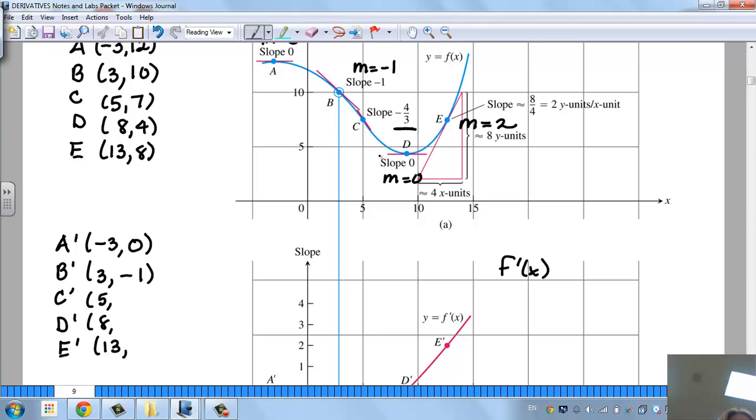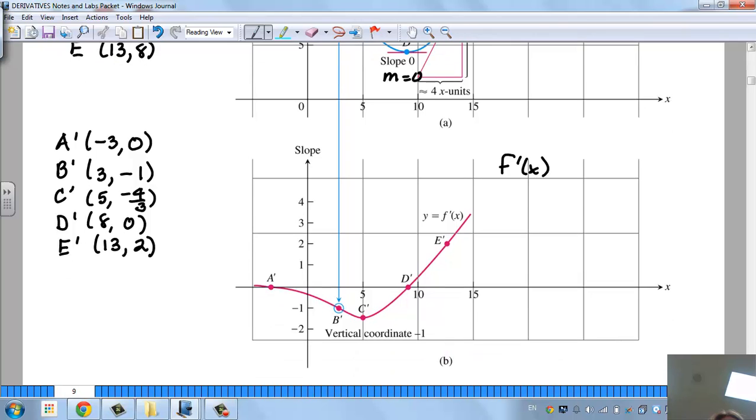Then they said the slope at B was -1, so this is (3, -1). At 5, the slope is -4/3. At 8, the slope is 0 again here at point D. And at 13, it's positive 2. Now if we were actually going to plot these points, your graph looks a little bit different, and this is the graph of the derivative, where this is crossing the x-axis because it crosses at 0.